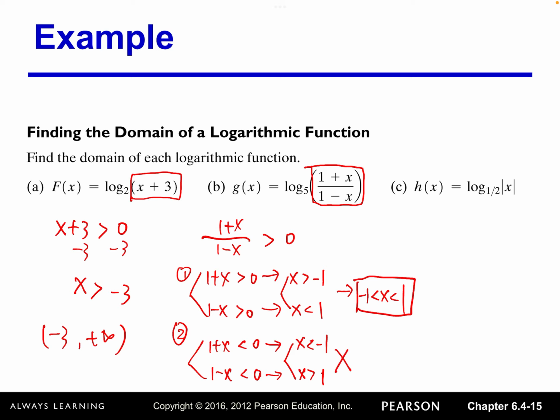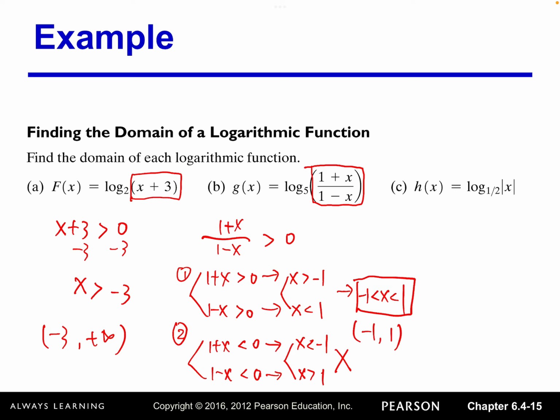All right, so the domain for g of x is x must be a number between -1 and positive 1. If you want to write it in interval notation, you can write it like this.